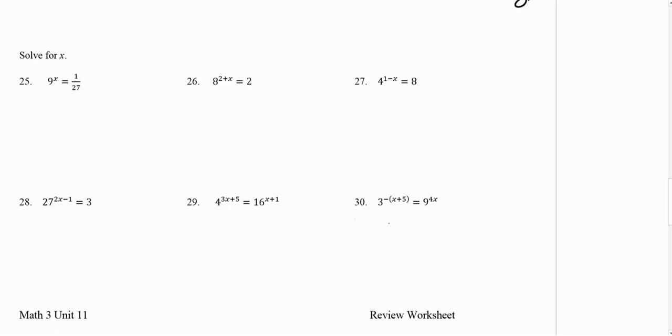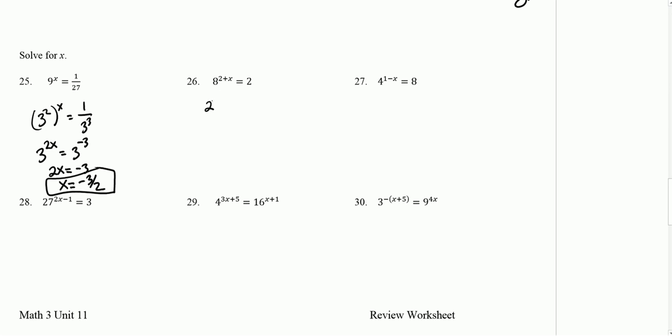Solve for x, number 25. Get a common base. 9 is 3 squared. 1 over 27, that's 1 over 3 cubed. Multiply the 2 and the x because they're both exponents, so 3 to the 2x equals 3 to the negative 3 because I get rid of my fraction. So 2x, my exponent, is equal to negative 3. Divide by 2 and you get x is negative 3 halves.